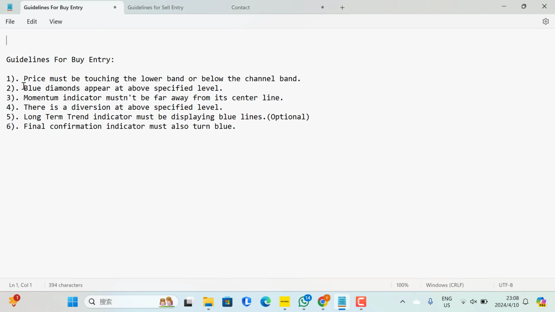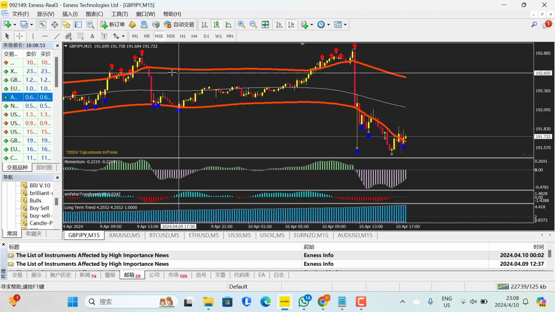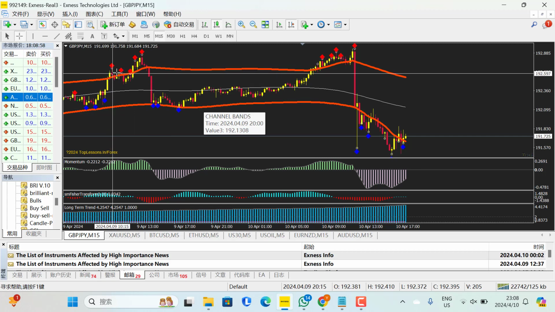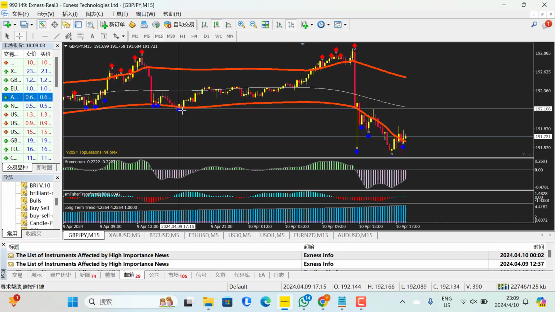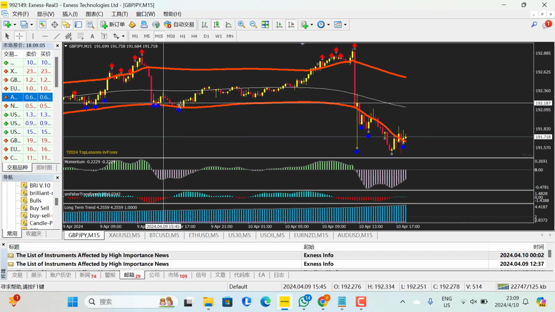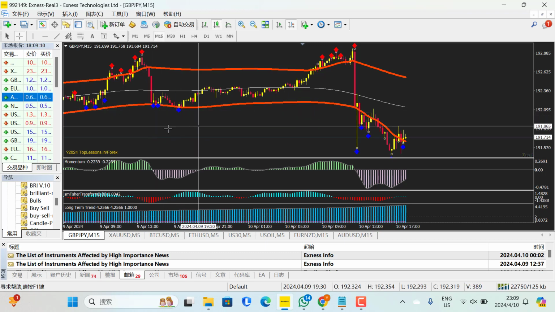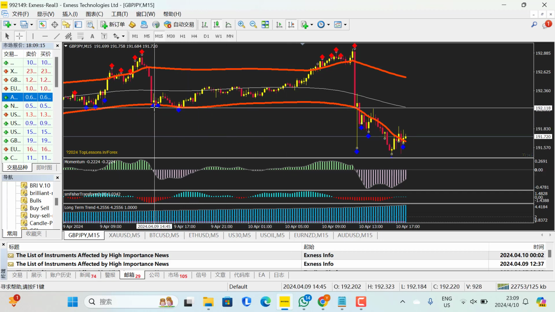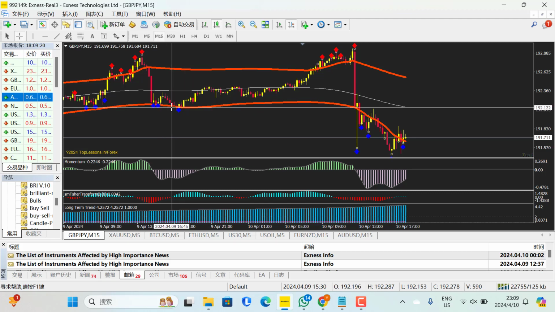Now this is the first condition, that is price must be touching the lower band or below the channel band. You can see that there are two bands. The first one is the upper band and this one is the lower band. We will look for sell entries from the upper band and we will look for buy entries from the lower band. And for this candle you can see that it is touching the lower band or it must be below the lower band. These are the conditions for the first point. Either it is touching the lower band or it is below the lower band.